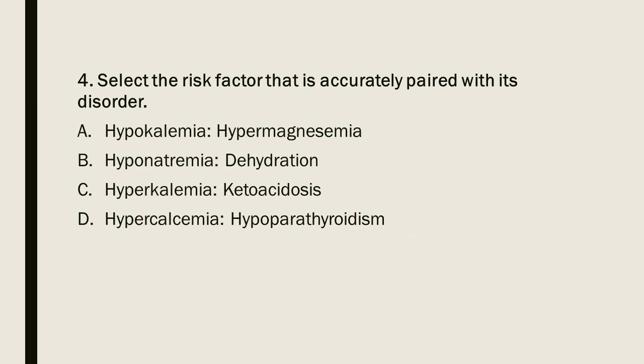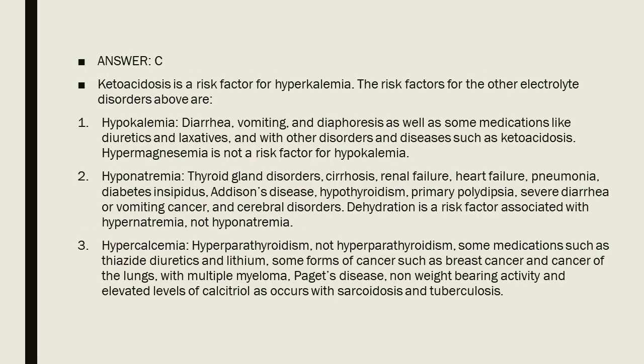4. Select the risk factor that is accurately paired with its disorder. Hypokalemia, hypermagnesemia. Hyponatremia, dehydration. Hyperkalemia, ketoacidosis. Hypercalcemia, hypoparathyroidism. Answer C. Ketoacidosis is a risk factor for hyperkalemia.